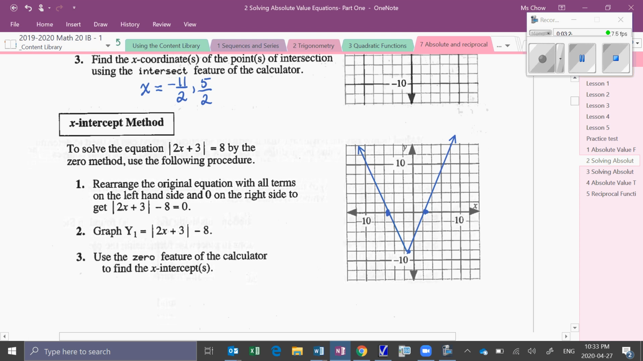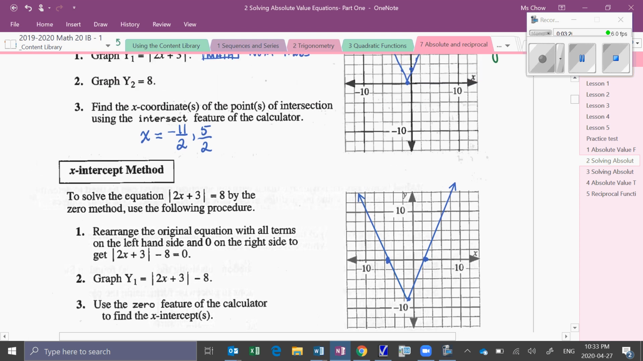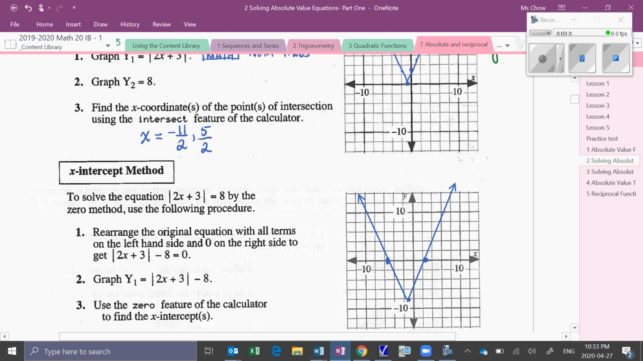So the other method is to look at the x-intercept method. This is kind of similar to solving equations where we're going to set it to 0. So rather than the absolute value of 2x plus 3 equals 8, we'll subtract 8 from both sides so that the right side ends up being 0. So we've got the absolute value of 2x plus 3 minus 8 equals 0.